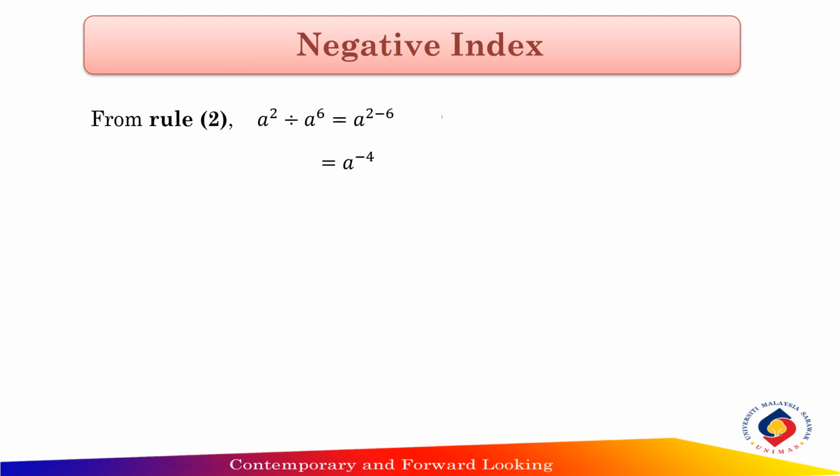Next, negative index. For example, you have A to the power of 2 divided by A to the power of 6. From rule 2 also, when we have the same base and do division, the powers will be subtracted. So the index A to the power of 2 minus 6 equals A to the power of negative 4.